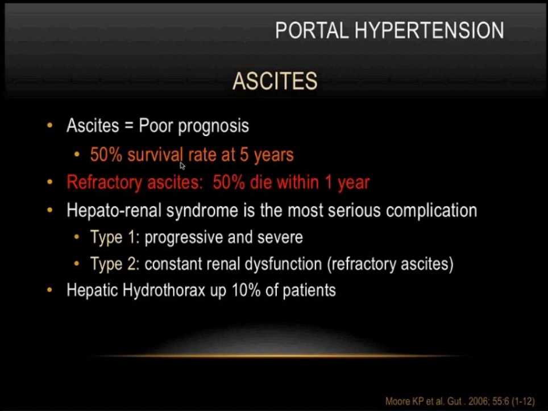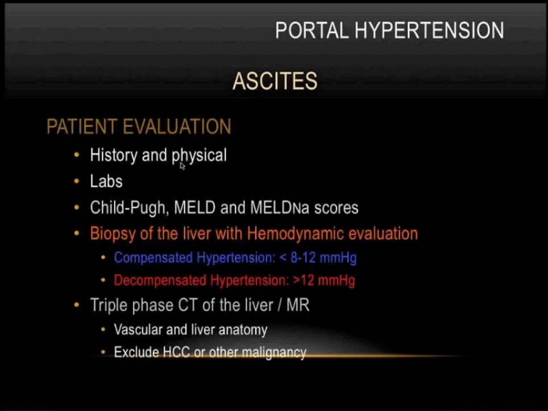So how do you evaluate a patient? Of course, the physical exam and the labs. You want to check the albumin, the protein, and the bilirubin, and bilirubin is probably one of the most important factors when you calculate the MELD score and other scores that have been developed. You're going to calculate the Child-Pugh and the MELD score and the MELD sodium score. MELD sodium is a score that was developed trying to take into consideration the serum sodium as a variable in the MELD scoring of patients with ascites.